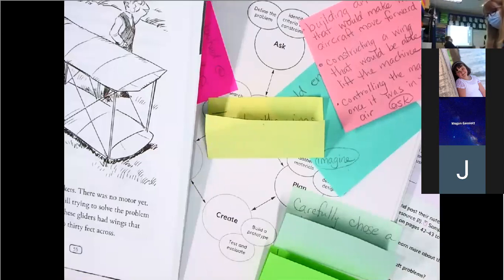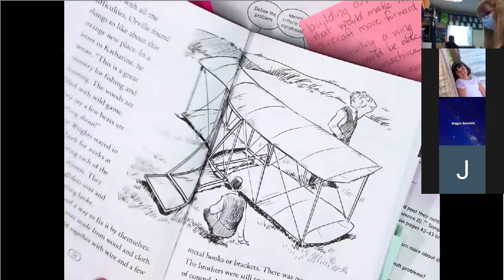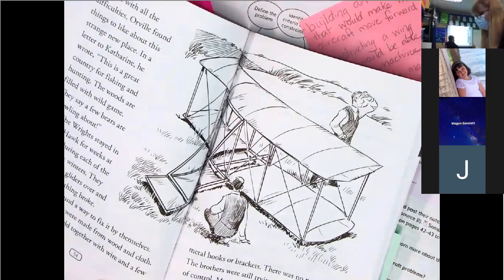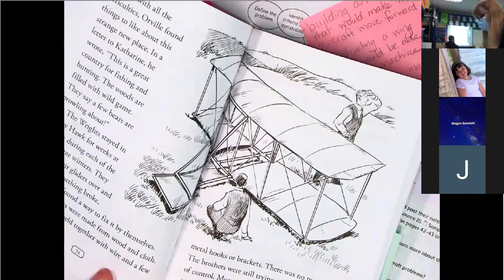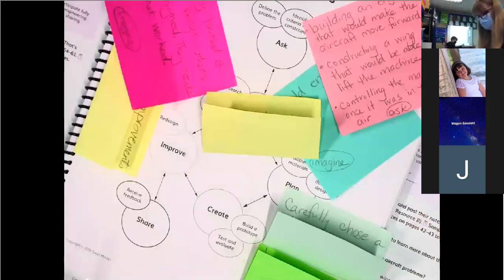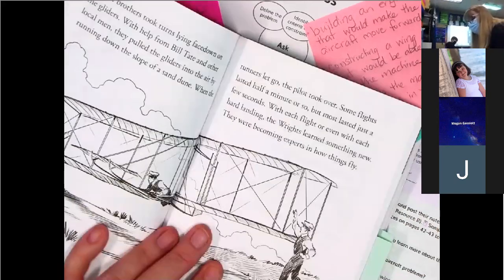If something broke, they simply found a way to fix it themselves. The gliders were made from wood and cloth. The parts were held together with wire and a few metal hooks or brackets. There was no motor yet. The brothers were still trying to solve the problem of control. Most of these gliders had wings that were about 20 or 30 feet across. The brothers took turns lying face down on the gliders.